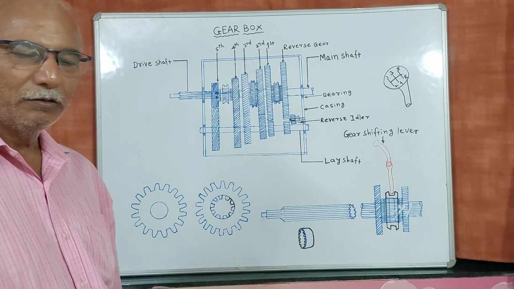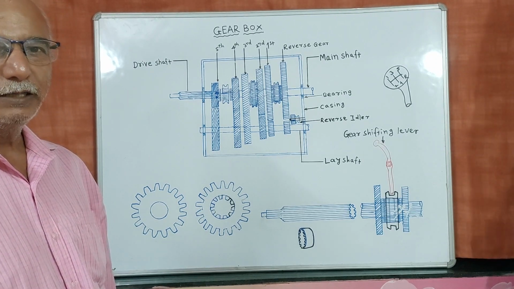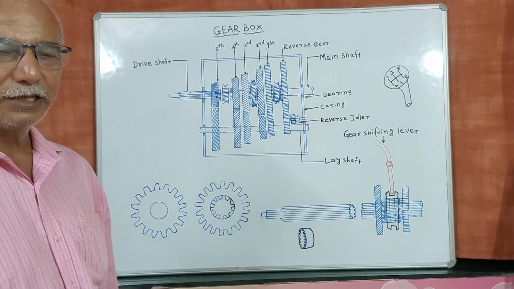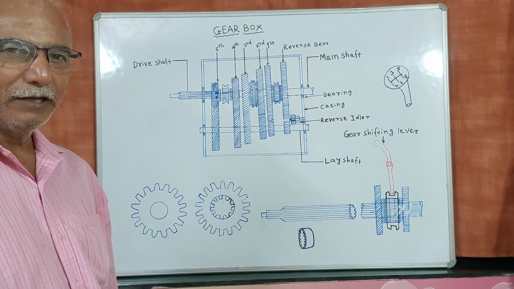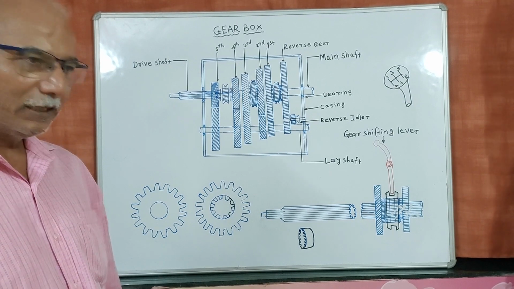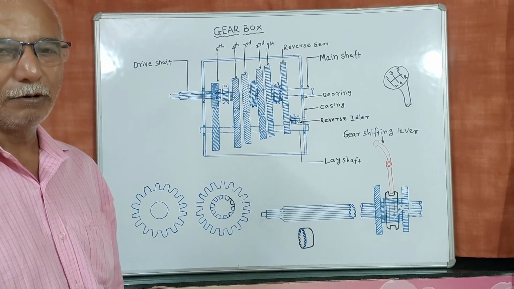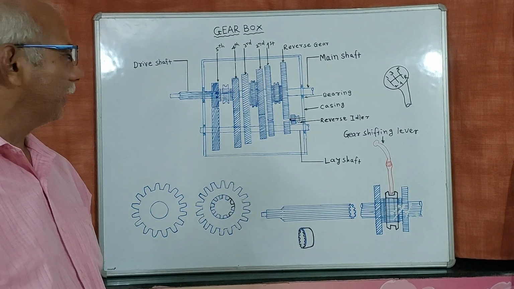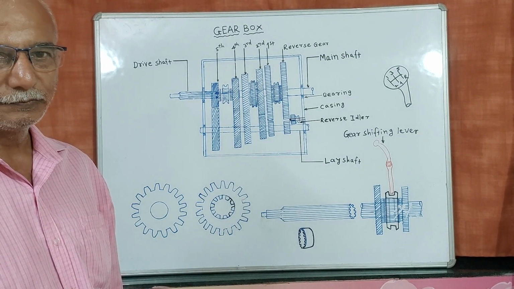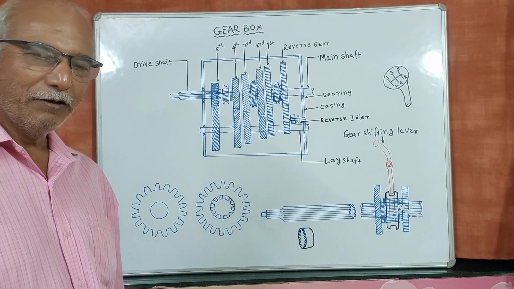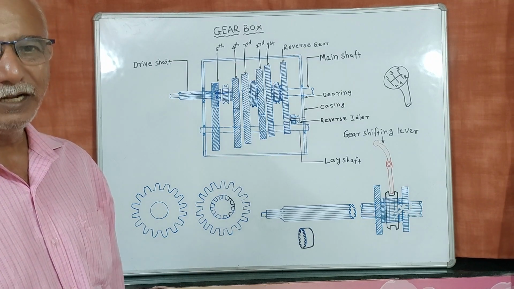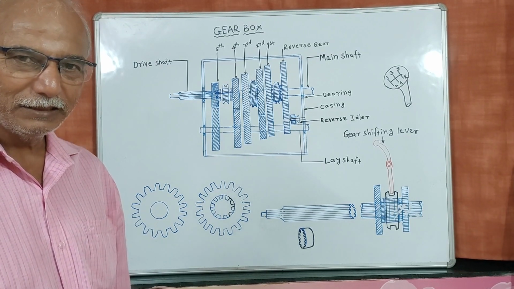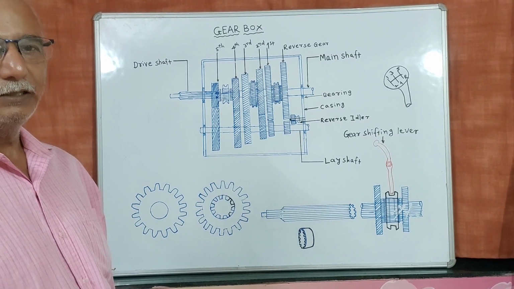So we should know how it is designed, what is in the gearbox. For example, there are many types of gearboxes, but I have taken one type of gearbox. At least we should know the design of the gearbox. That's why I have taken this type. This is a constant mesh gearbox. In the next video, I will give you details on how many types of gearboxes there are, why they are there, and their designs.